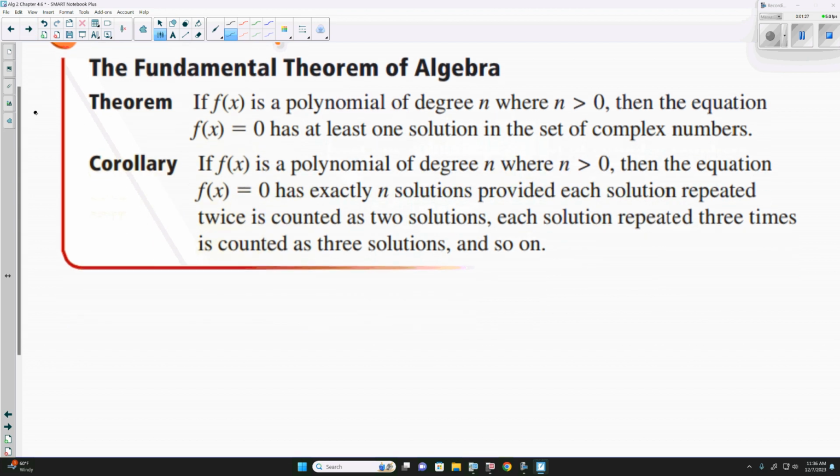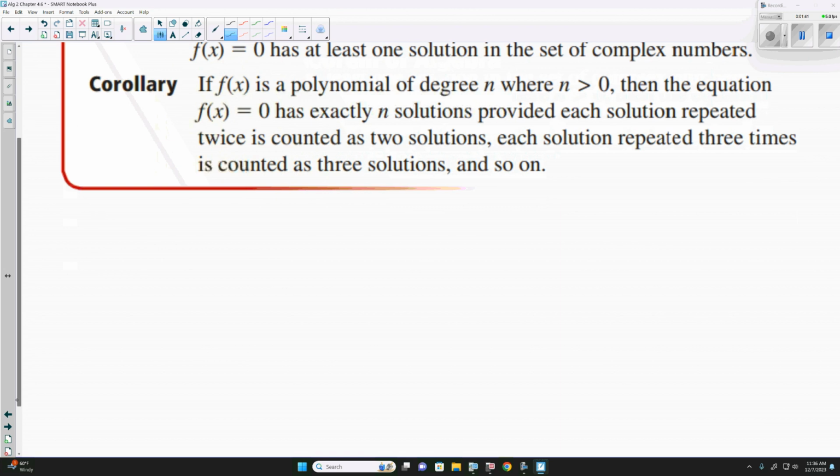And it kind of leads into the fundamental theorem of algebra. If f is a polynomial of degree n, where n is greater than 0, then the equation f of x equals 0 has at least one solution in the set of complex numbers. And that's easy to achieve, because if the solutions for a given polynomial are x equals 2 and x equals 1, well, I can say one of them is x equals 1 plus 0i. It's now a complex number in the complex plane. Any number is in the complex plane, it just might not have an imaginary part to it.